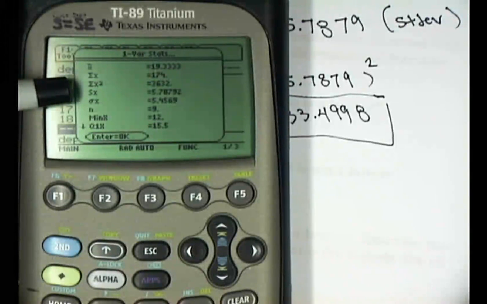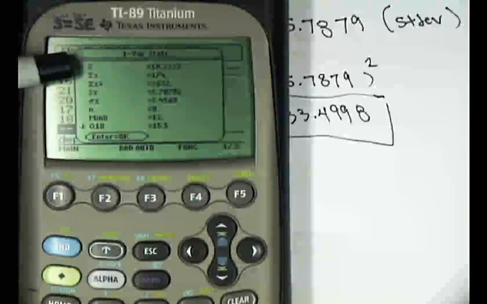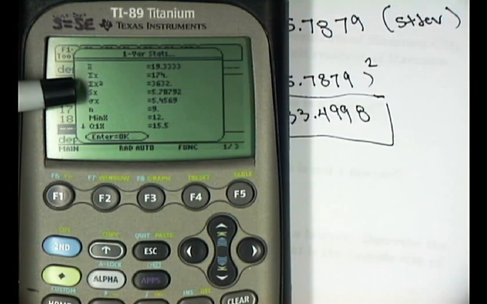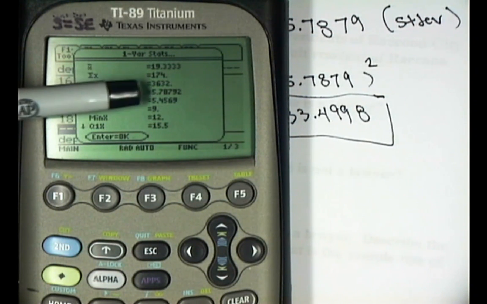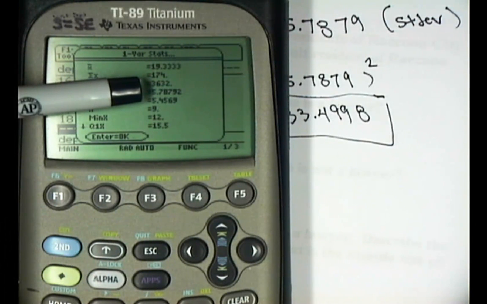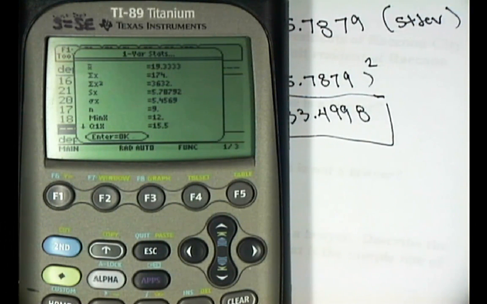We're trying to bypass the manual calculation and go straight to getting the information from the calculator directly. So we just want to write down x bar for the mean, and we want to write down this interesting number here, this Sx. Sx in the TI calculators means standard deviation. So you're going to write down 5.78792. That's how many decimals my calculator is displaying, so I'm going to write them all down. And then I'm going to have to square that number to find the variance.